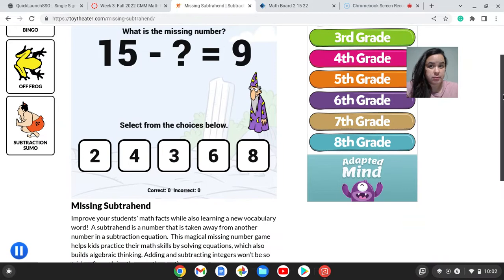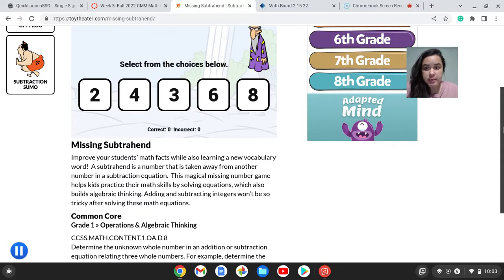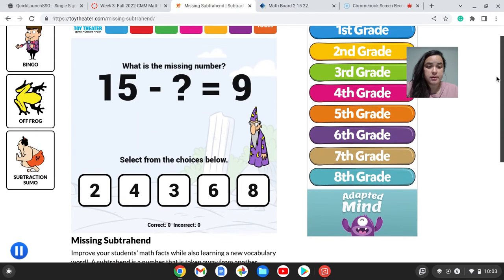It's kind of the same. Instead of subtracting, it's addition. And so underneath, there's a brief description. It says, improve your students' math facts while also learning a new vocabulary word. A subtrahend is a number that is taken away from another number in a subtraction equation. This magical missing number game helps kids practice their math skills by solving equations, which also builds algebraic thinking. Adding and subtracting integers won't be so tricky after solving these math equations.